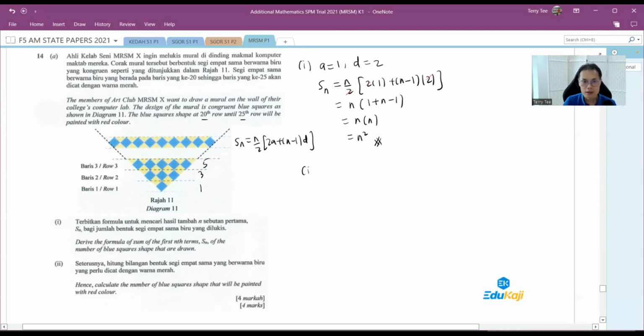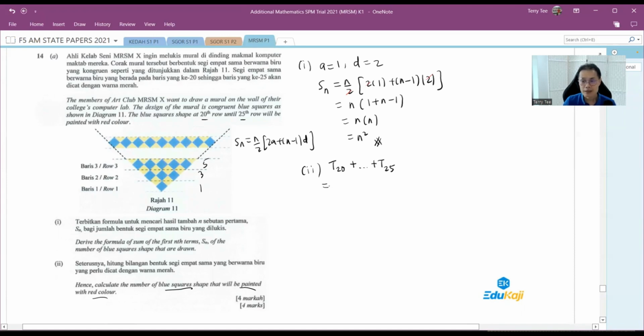Okay, then they say the blue squares from the 20th to 25th will be painted with a red color. So calculate the number of blue squares that will be painted with a red color. So we know we are finding the number of blue squares from the 20th row up to the 25th row. Yeah, 20th to 25th row, right?